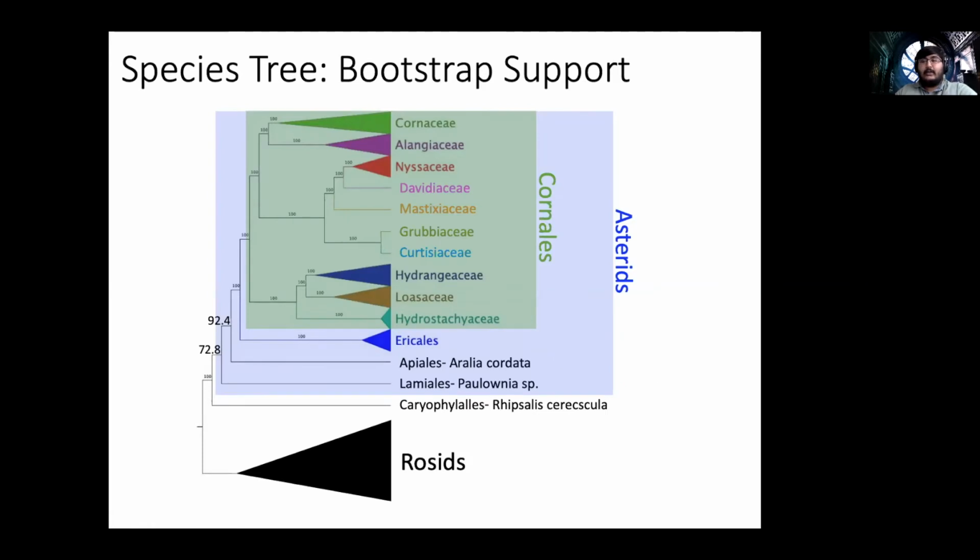So now let's take a look at bootstrap support. To orient you, this green box here represents the Cornales, and then moving out from that, this blue box represents the asterids. Sister to the asterids, we have the Caryophyllales, and then as our outgroup, we have rosids. So here we see that the bootstrap support is less than 100 at these two branches here, and everywhere else on the tree, we see 100% support.